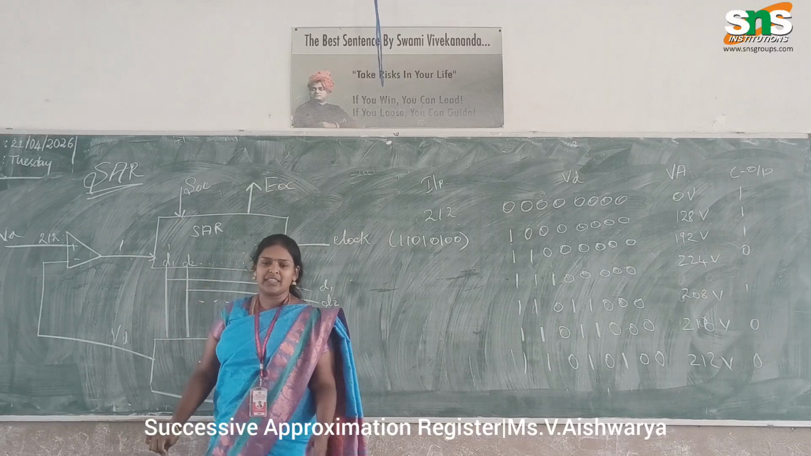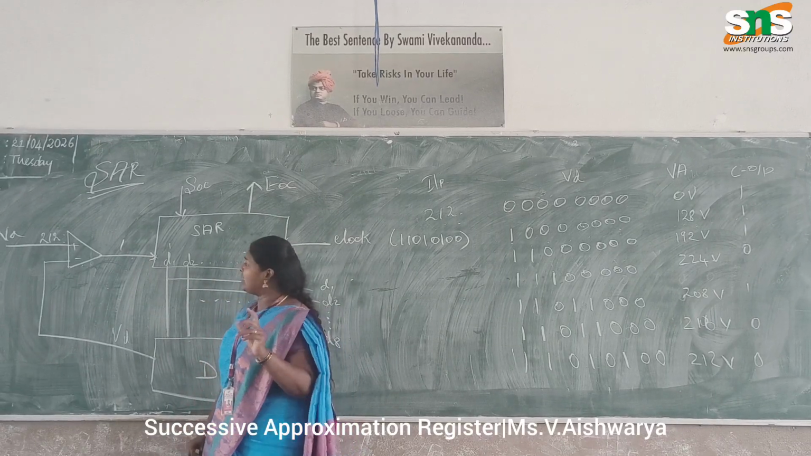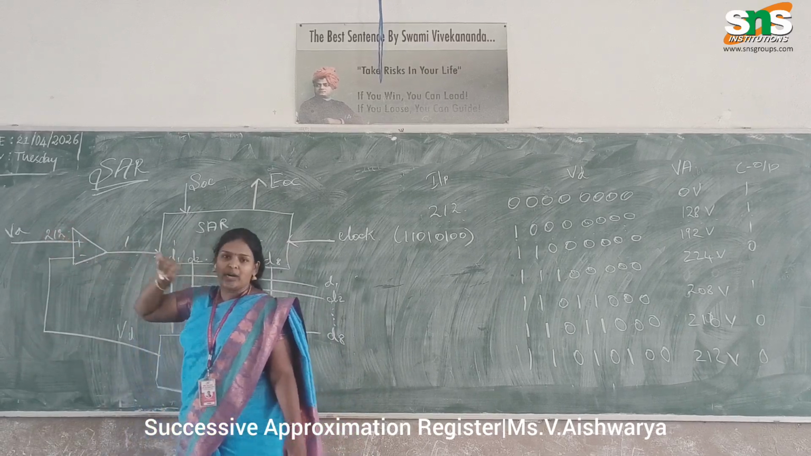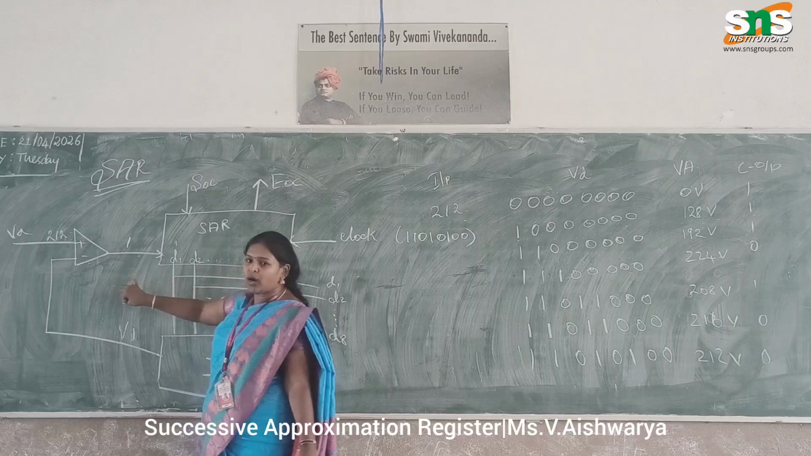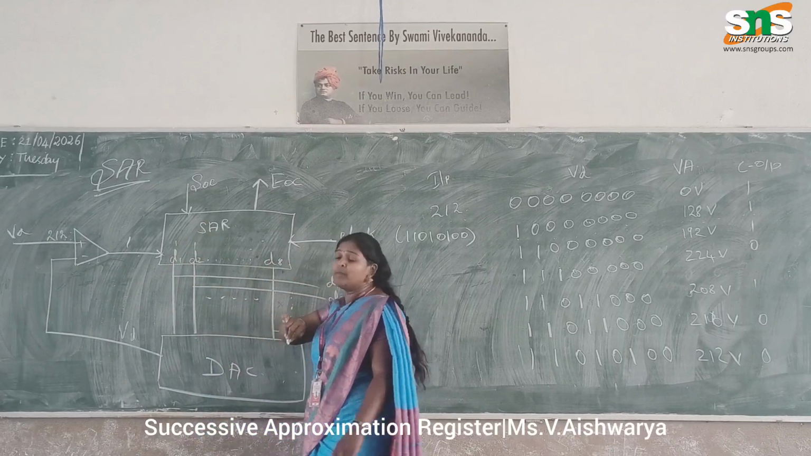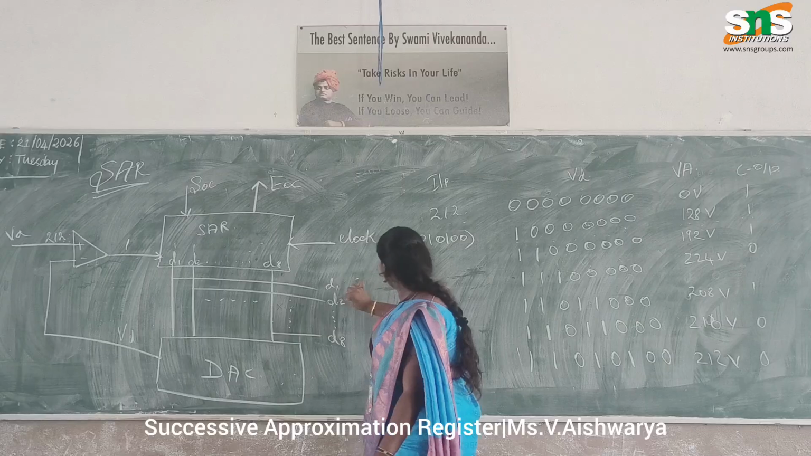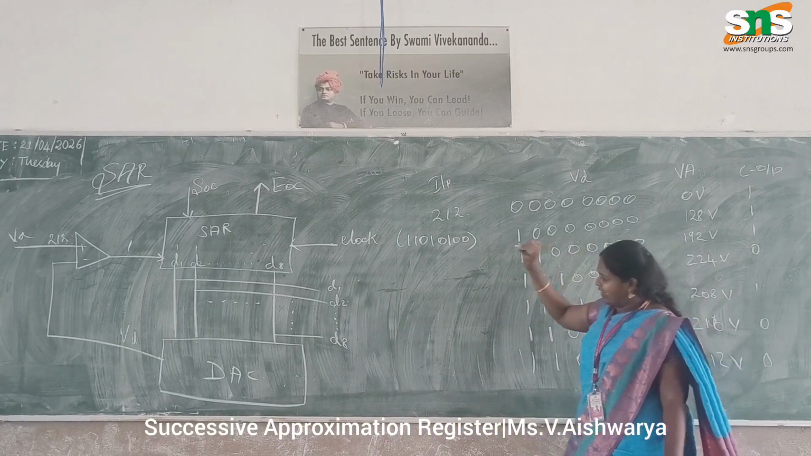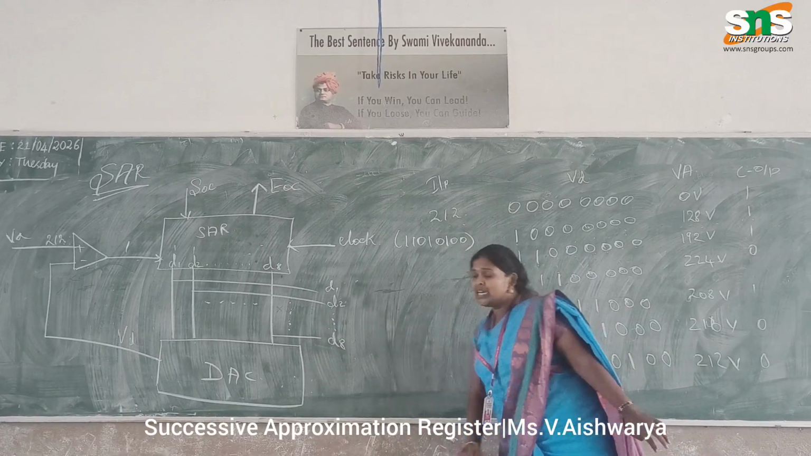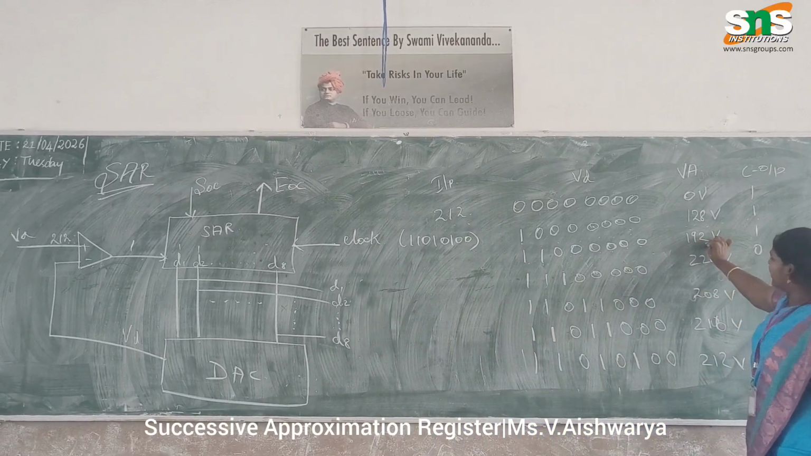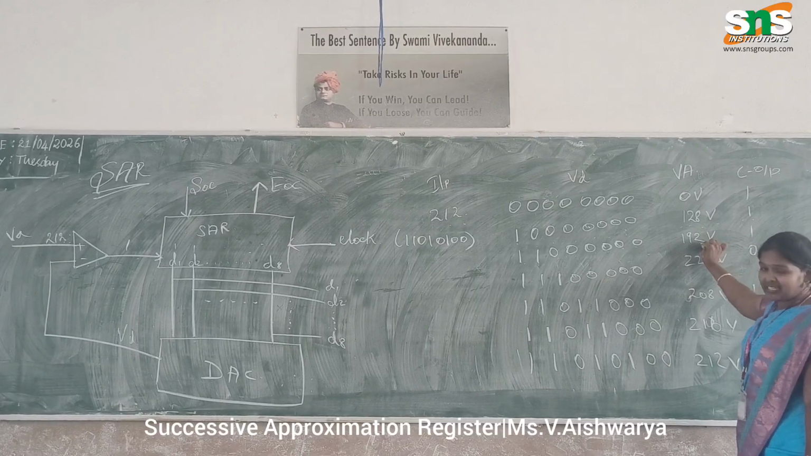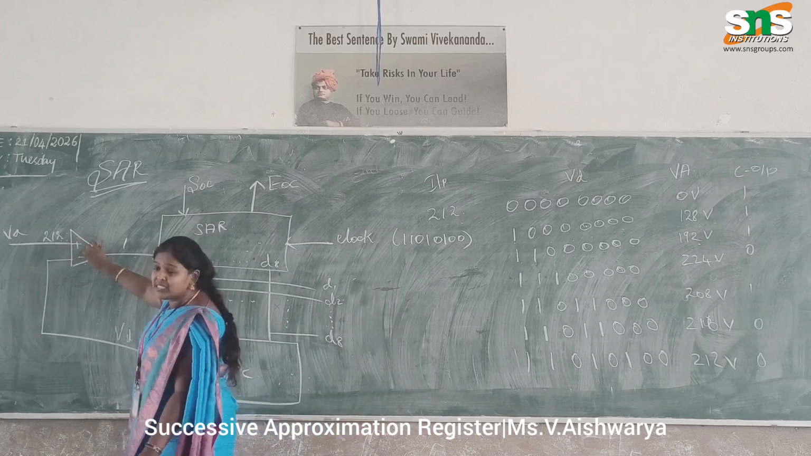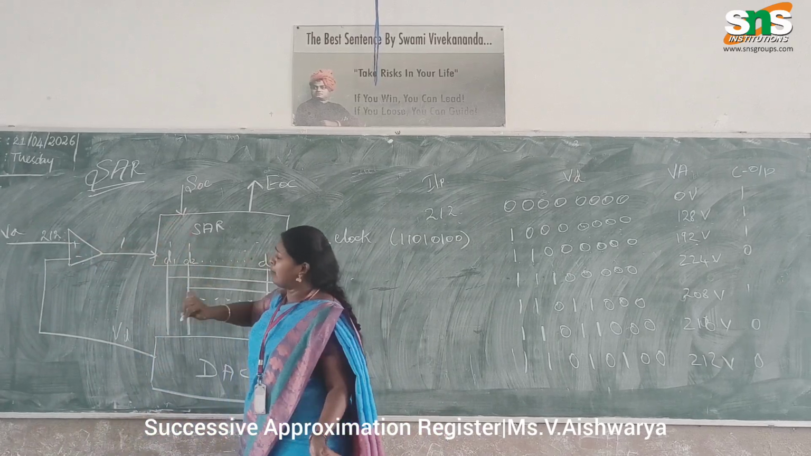Again the comparator will compare the two values, that is 212 and 128. The 212 value is higher than 128, so the comparator will be turned on again, and the next bit will be turned on, that is 11000000. The same value is given to the DAC unit, which converts it into an analog signal, that is 192. Again we apply that 192 signal to the comparator. The same process will be continued.